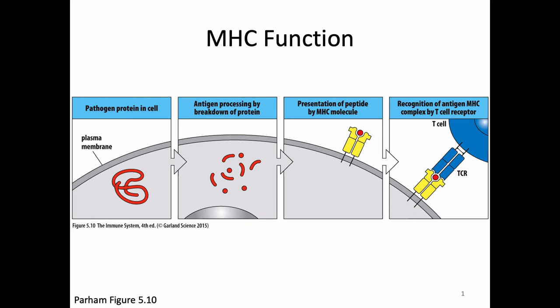Today, we are going to talk about some details of MHC function. In particular, we are going to look at how we go from a pathogen protein in a cell to a peptide from that pathogen protein being presented on the surface of an MHC molecule. Today, we're basically going to look at this in more detail. So we are going to see the actual steps here instead of kind of this vague process.